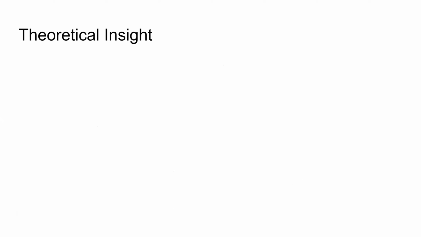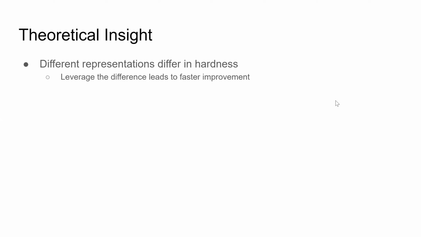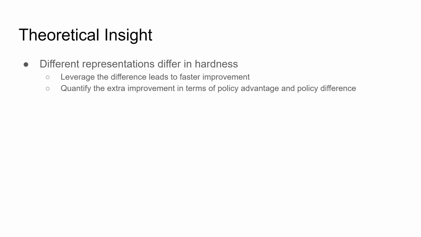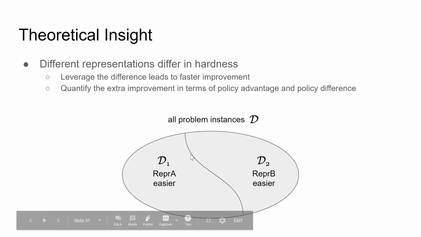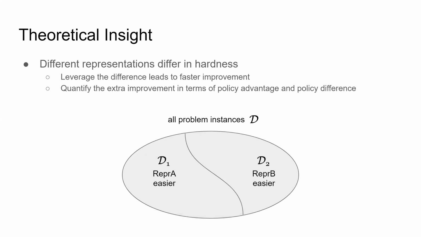Again, the question we're interested in is, can we say anything theoretical? And why is this kind of algorithm likely to work? Essentially, what different representations capture are different difficulties for policy learning. If we visualize the whole class of problems, say all the minimum vertex cover problems, as the set B, and consider the difficulty of solving with the first representation versus the second representation, then we have this division into subsets: in D1, representation A is easier to solve, and in D2, representation B is easier to solve.